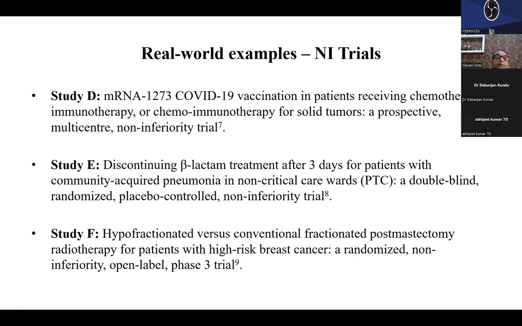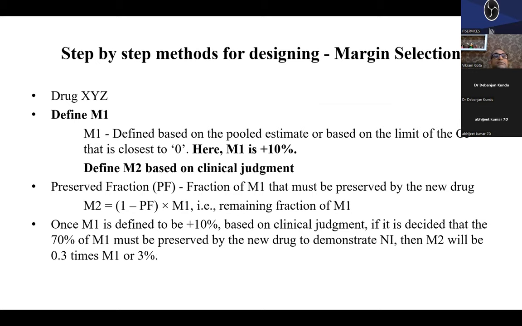The final example is hypofractionated versus conventional fractionated post-mastectomy radiotherapy for patients with high-risk breast cancer. Whether you can consider these patients for hypofractionated, because once again the duration of treatment will be less compared to conventional treatment. So these are the three examples.